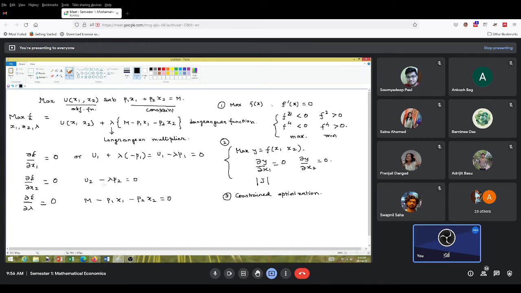If I have three commodities, then I'll have a third equation, U3 minus lambda P3 equal to 0. So these represent the first order condition.